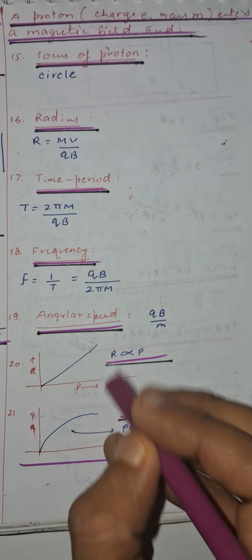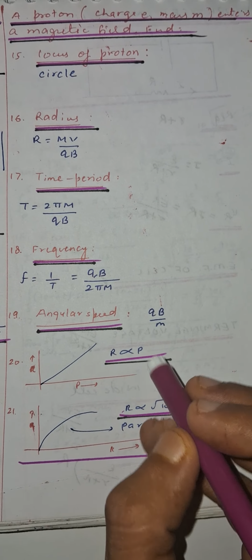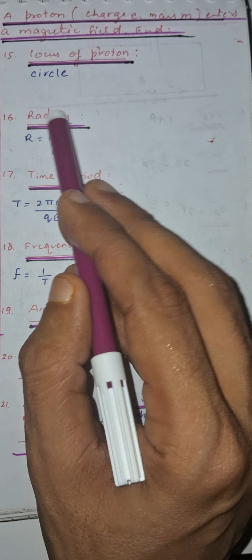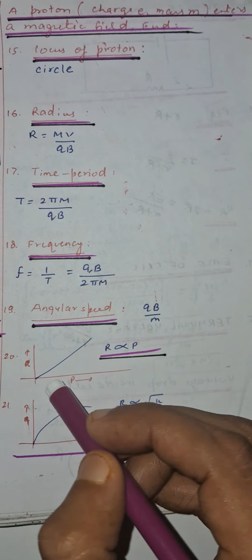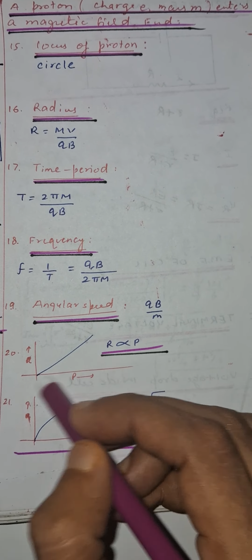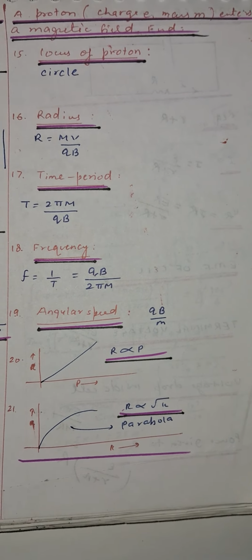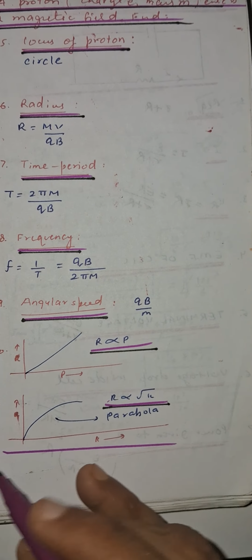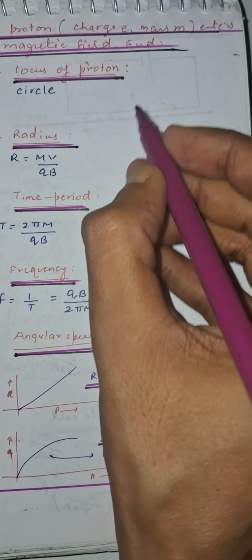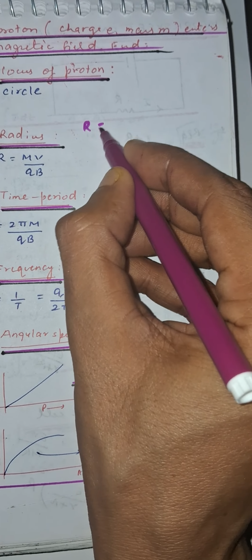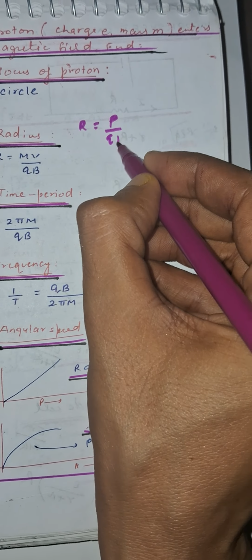The next question is graphical analysis of radius with momentum. Radius is mv upon qB, as we can see over here. So mv here is momentum, so r is proportional to p. That will be a straight line. Now there is another important concept, r versus K. Let us derive it out. So we have r equals p upon qB.